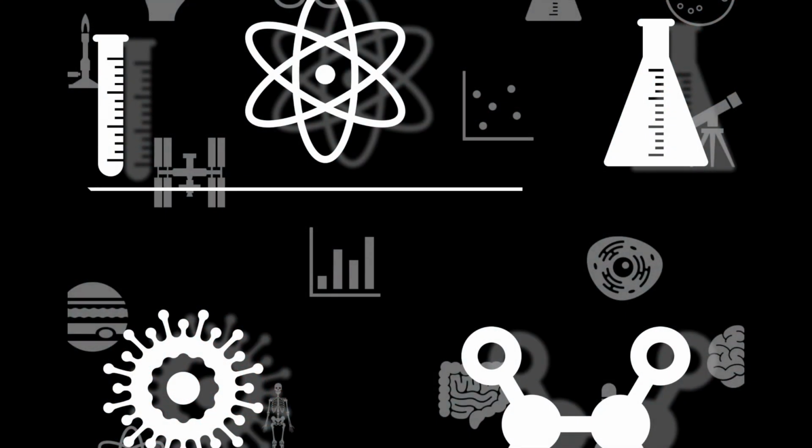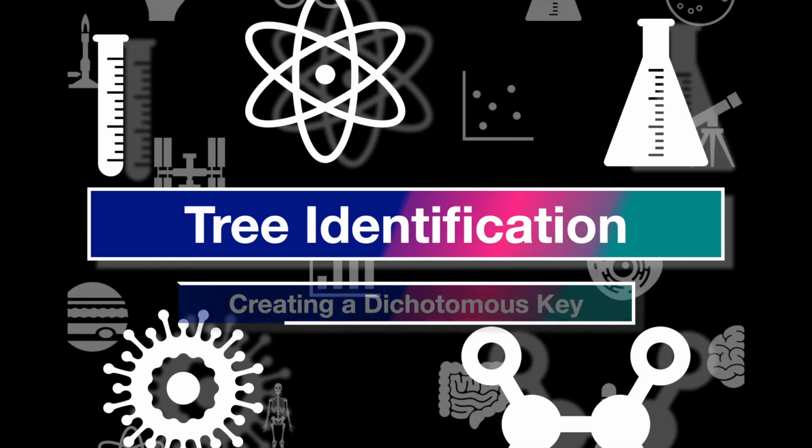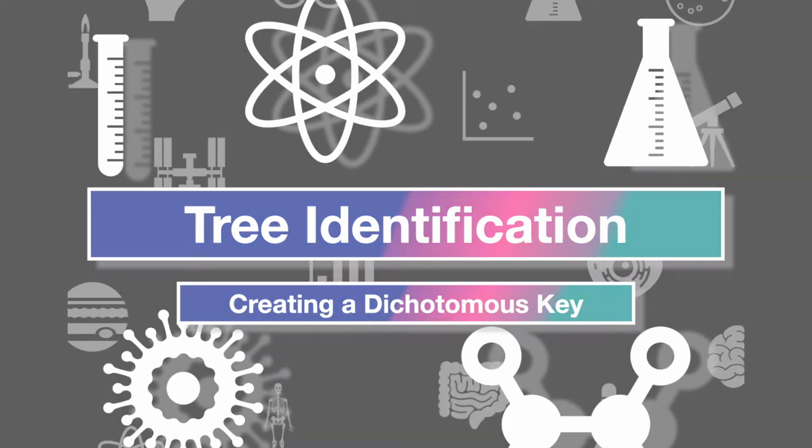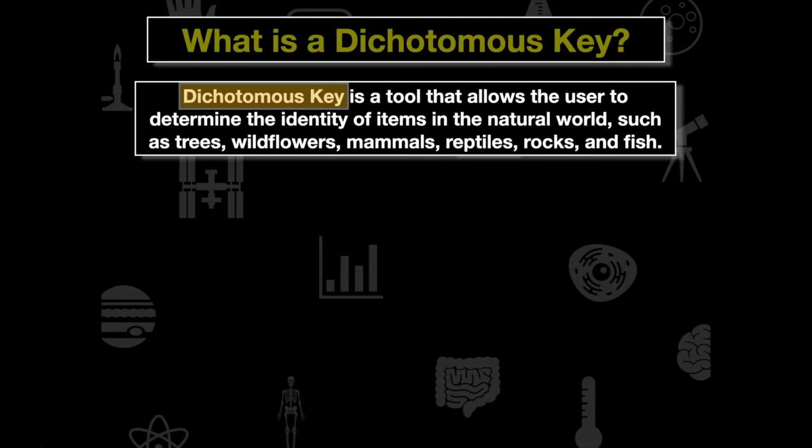Alright, ladies and gentlemen, this is going to be our next video on tree identification, and specifically going through and creating a dichotomous key. Let's get started on this next video. So what is a dichotomous key? Well, this is a tool that allows the user to determine the identity of items in the natural world.